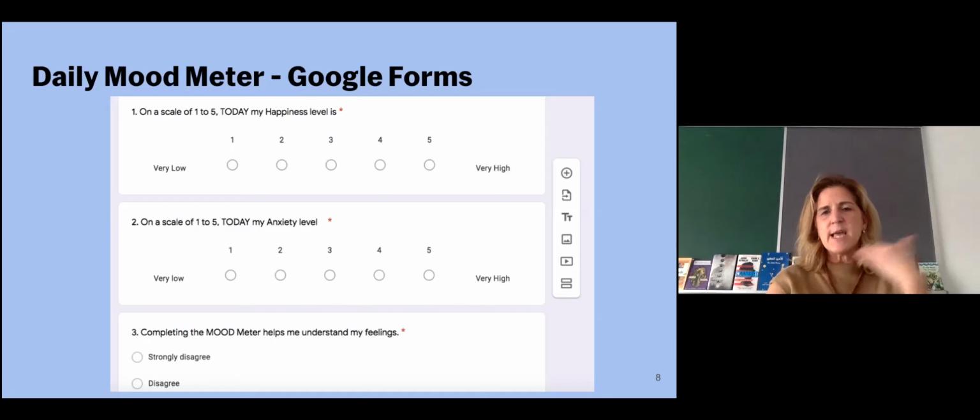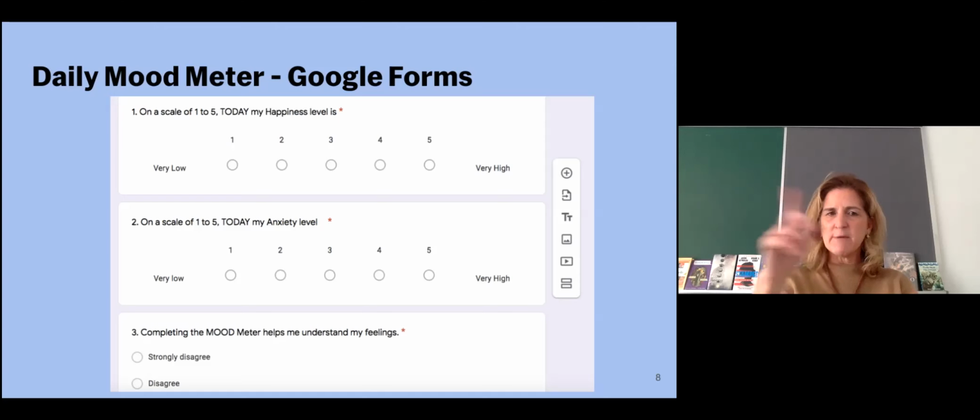And I often use it to take myself back to whatever it is we're learning, whatever it is we're focusing on, to kind of circle back with the students on the topic.